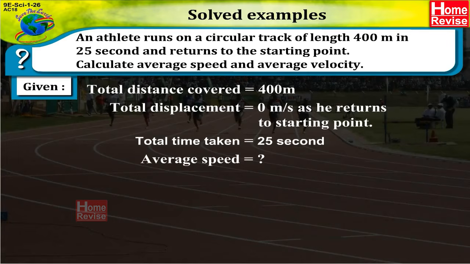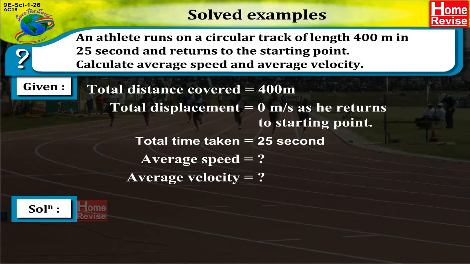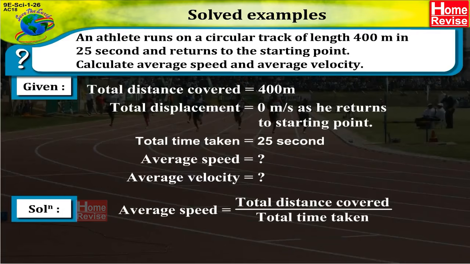What is the average speed and what is the average velocity? We know average speed is equal to total distance covered upon total time taken. So average speed is equal to 400 upon 25, which equals 16 meters per second.